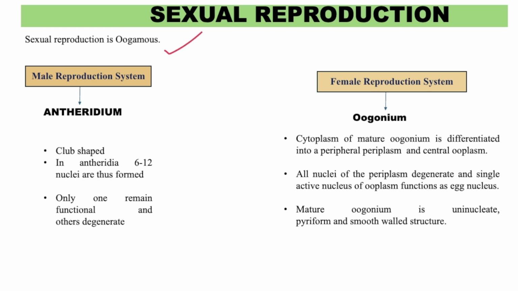Meaning the male antheridium will form a male gamete which can be motile in nature, while the female gamete will be non-motile and will remain in the position wherever it is, right? In this oogonium, a large number of nuclei form, which are peripheral periplasm, and the central ooplasm is present in the center. It's called the egg nucleus, right?